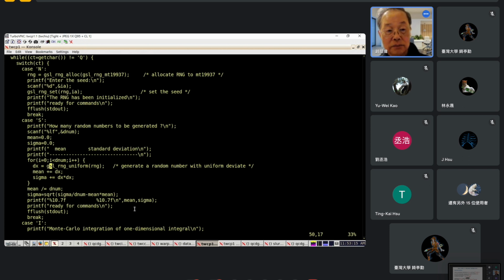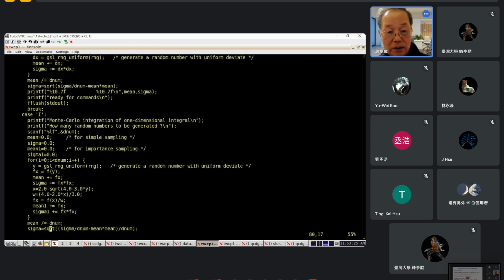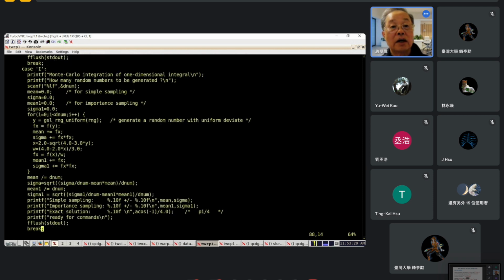Now I go to the Monte Carlo integration, the one-dimensional integral. There is the number of random numbers to be generated, so this is where you enter how many. This mean is for the simple sampling, and this is for the importance sampling. Mean and sigma are for the simple sampling; mean one and sigma one are for the importance sampling. Now generate the random numbers with uniform deviation.